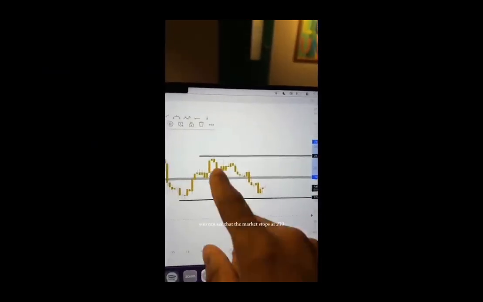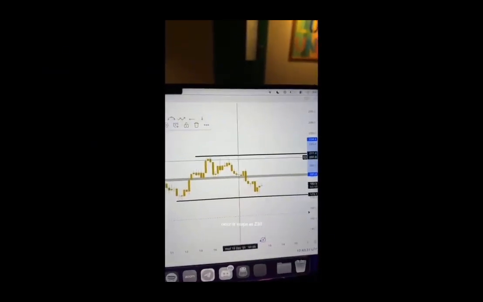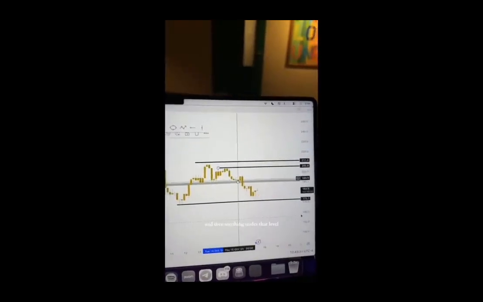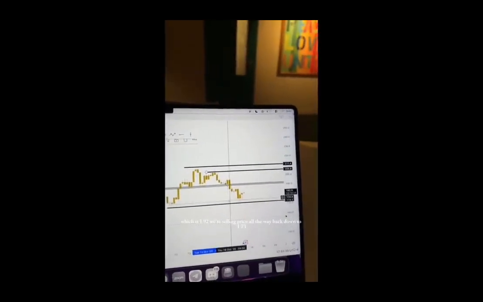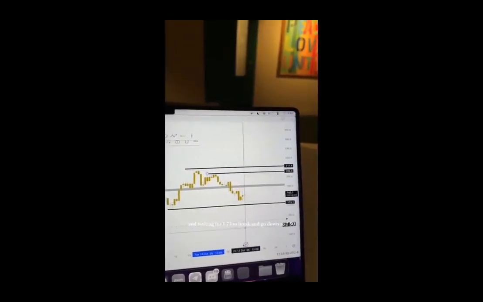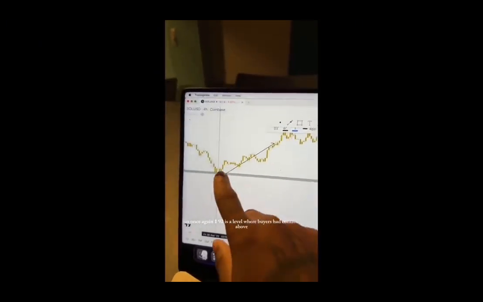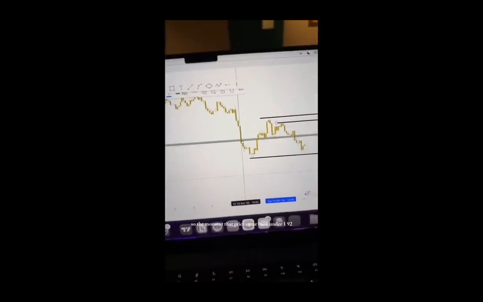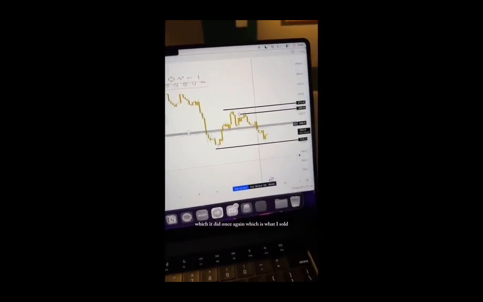When I go to the 4 hour time frame, you can see that the market stops at 210. Once it stops at 210, you can start to see more lower highs coming into the market. And then anything under that level, which is 192, we're selling price all the way back down to 173 and looking for 173 to break and go down to 150. So once again, 192 is a level where buyers had control above. The moment that price came back under 192, it had selling momentum to 173, which it did once again, which is what I sold.